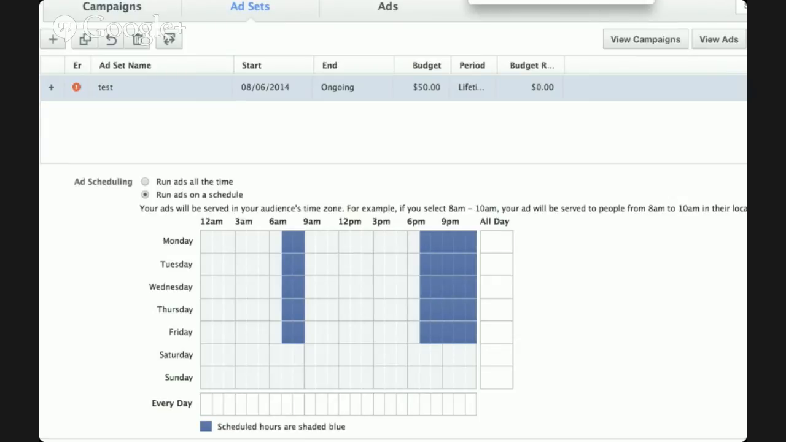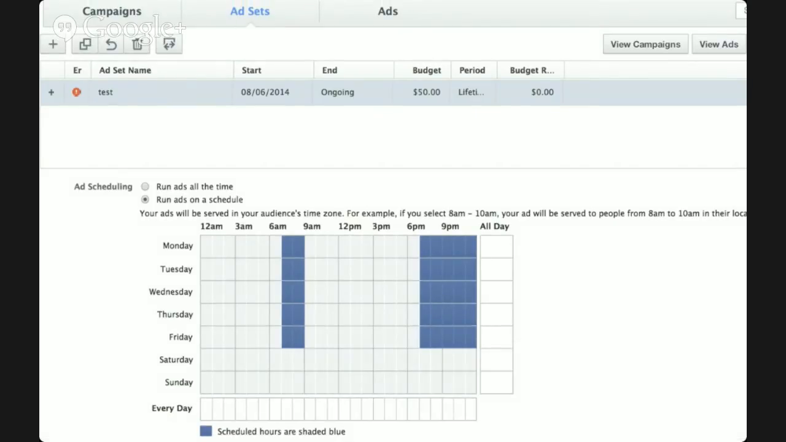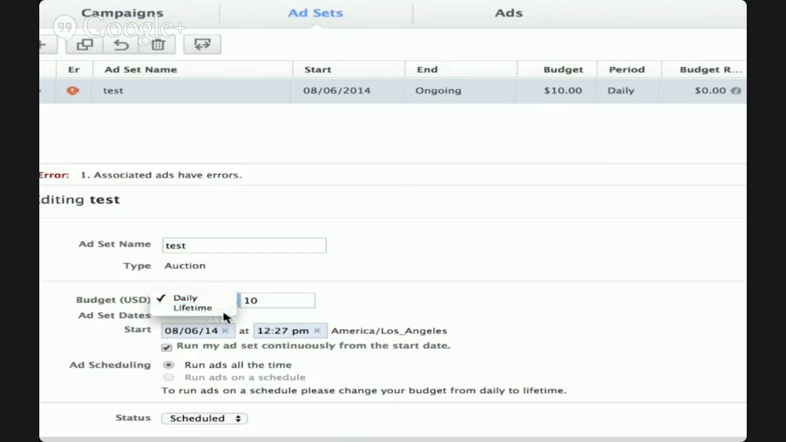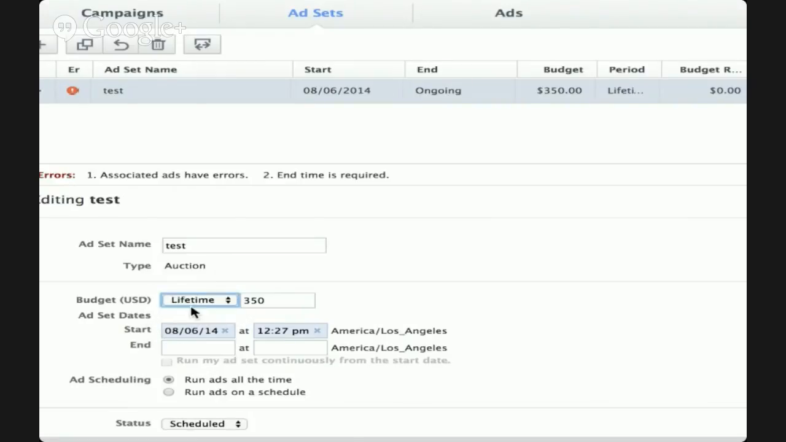Now, let me go back real quick to something that I think is really important for you to pay attention to. And it has to do with when you change the budget for the ad set from daily to lifetime. Now, what I want you to notice here is when I click on lifetime, the number over here changes pretty dramatically. So it went from $10 a day to a lifetime of $350. That is not the cost. That is just a default that Facebook has set.